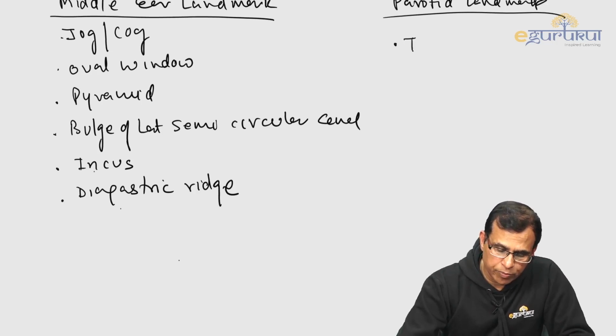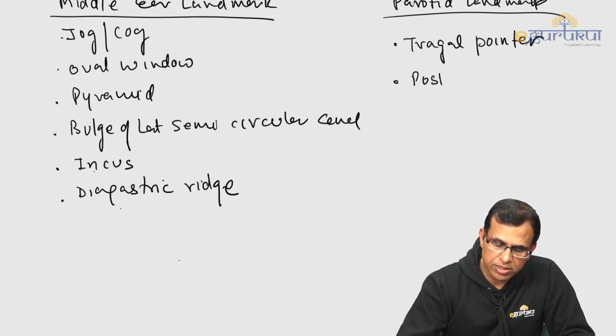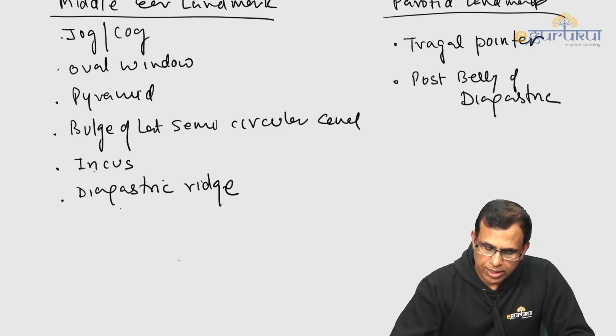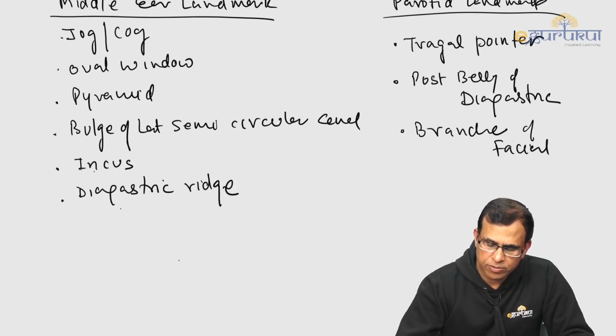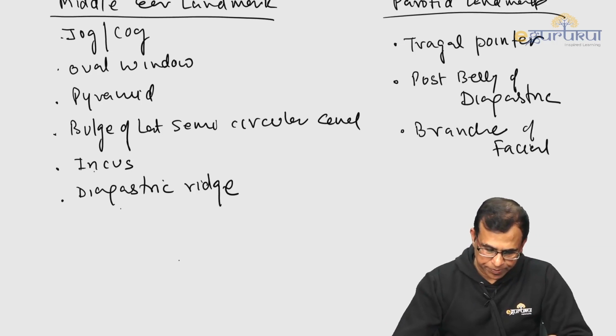During the parotid surgery, there are 3 important landmarks: tragal pointer, then posterior belly of digastric muscle, and the branches of facial nerve. Remember, there are 5 branches, so you can identify any branch and follow it back.